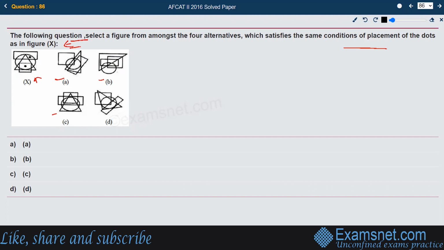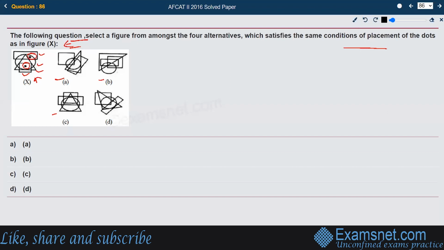So we have to understand the dot placing in figure X first. This particular dot is part of all the three figures. It is part of the circle as well, part of the triangle as well, and part of the square as well. So the first dot should be among all the three figures. What about the placing of the second dot? The second dot should be just part of the rectangle and the circle. It should not be part of the triangle and square.